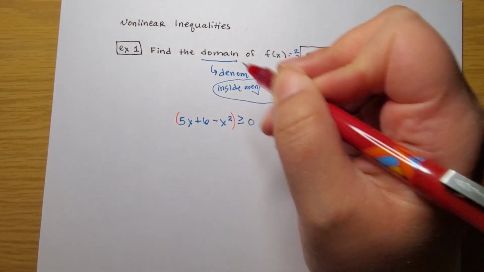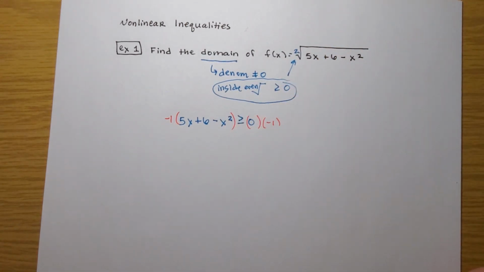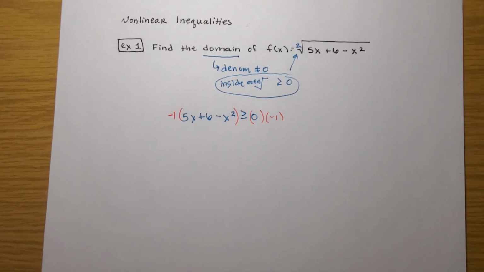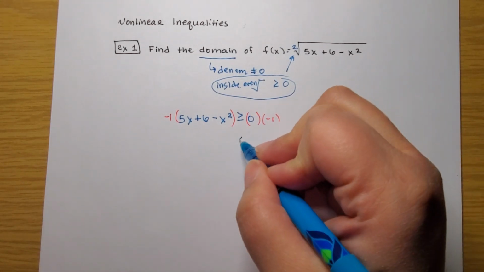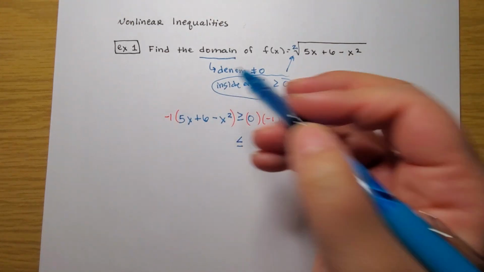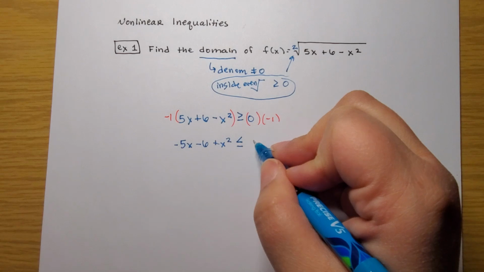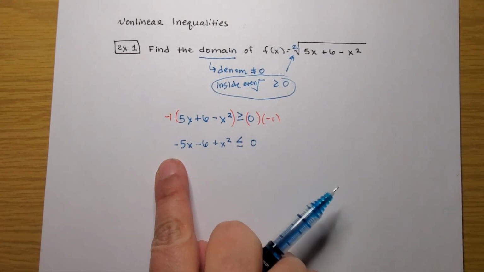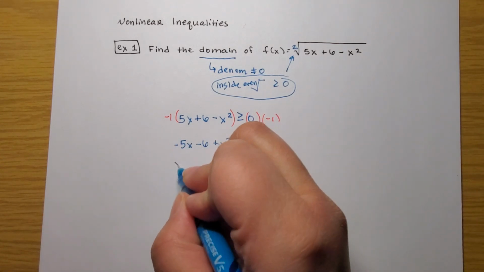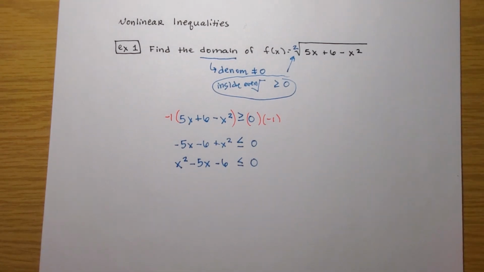So I'm going to multiply both sides by -1 just so that I get a positive x squared instead of a negative x squared. Now this is a dangerous thing to do with inequalities because remember, whenever you multiply or divide both sides by a negative, the inequality symbol has to change directions. So I'm going to distribute this. A minus 5x minus 6 plus x squared is now less than or equal to 0 since I multiplied by a negative. And now I can rearrange this so it looks like a normal quadratic. X squared minus 5x minus 6 is less than or equal to 0.